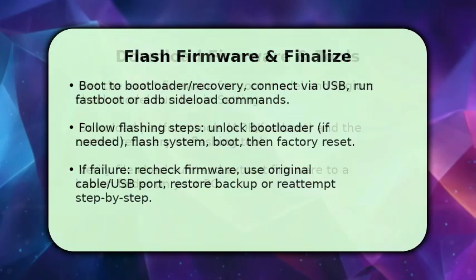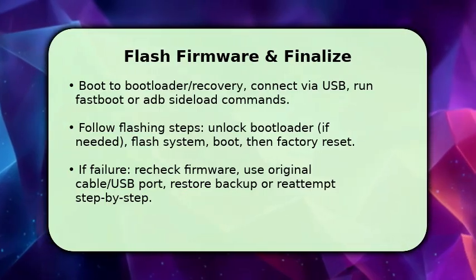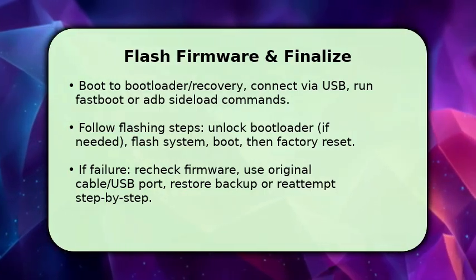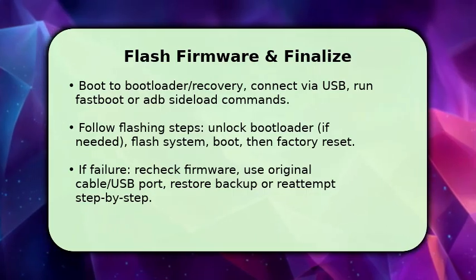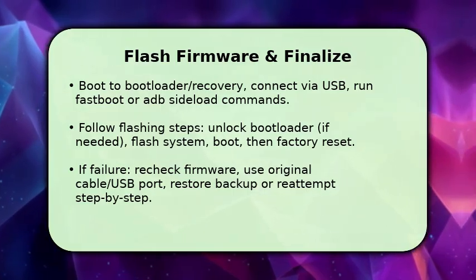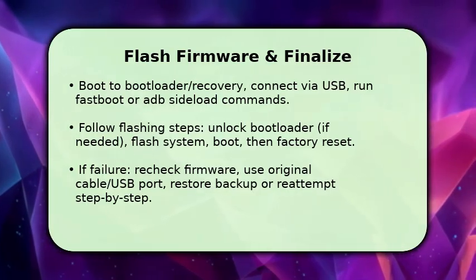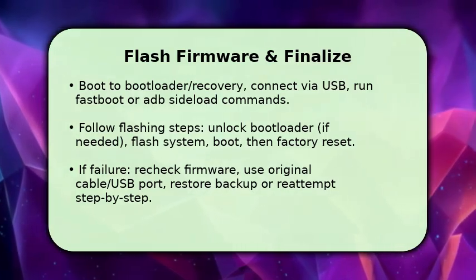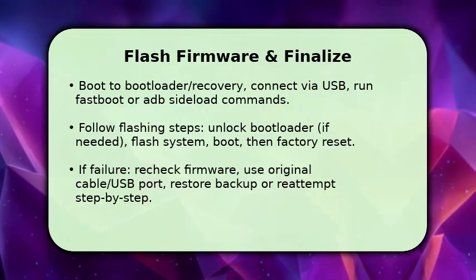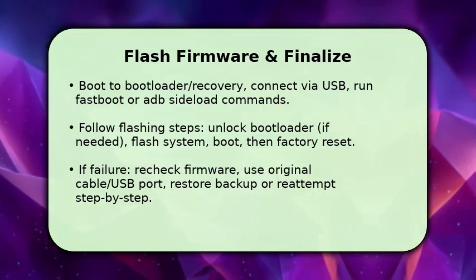You finish by flashing and validating the new version. Proceed carefully. Reboot the phone into bootloader or recovery, connect it to your PC, and run the correct fastboot or ADB sideload commands in the folder with the firmware. If needed, unlock the bootloader first. Understand that this wipes data. Then flash boot, system, and vendor partitions as instructed.